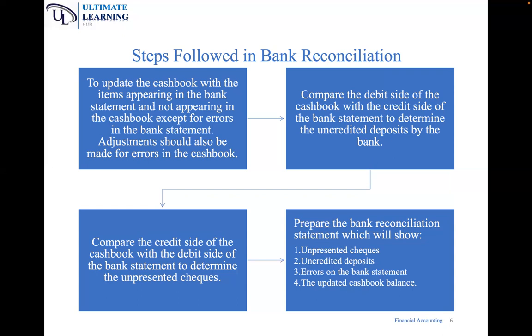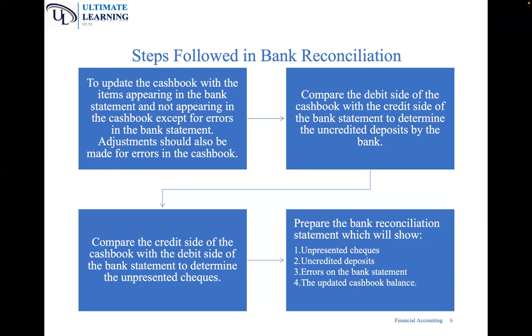The items appearing on the debit side of the bank statement should appear on the credit side of the cash book. The third step is to compare the credit side of the cash book with the debit side of the bank statement to determine any unpresented checks, or to determine if there is any check that has not yet been submitted by, of course, the supplier. And the last step is now to perform the bank reconciliation itself. Prepare the bank reconciliation statement, which will show unpresented checks, uncredited checks, and reflect the errors in the bank statement. It will also start by showing the updated cash balance.